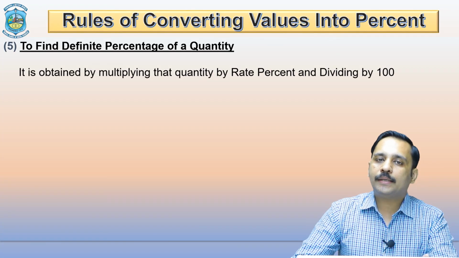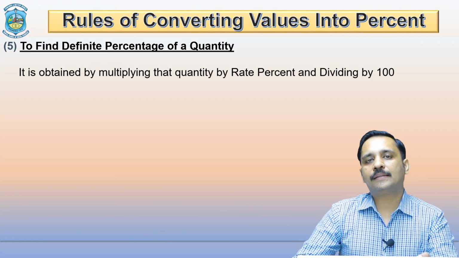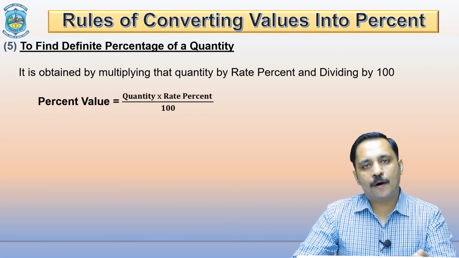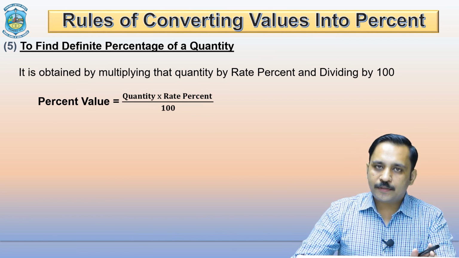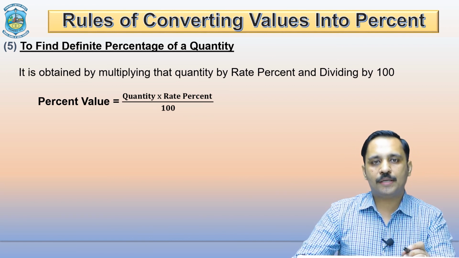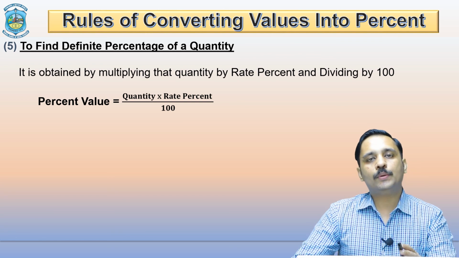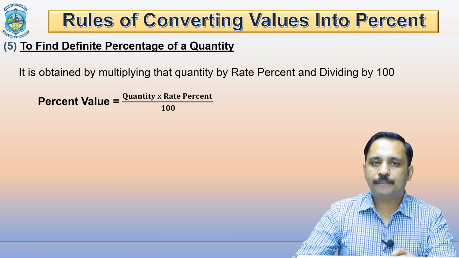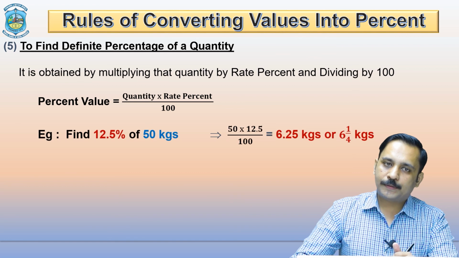The next rule is to find a definite percentage of a quantity. It is obtained by multiplying that quantity by the rate percent and dividing the answer by 100. We will use the formula: the percentage value is equal to quantity into rate percent divided by 100. Let us take an example.